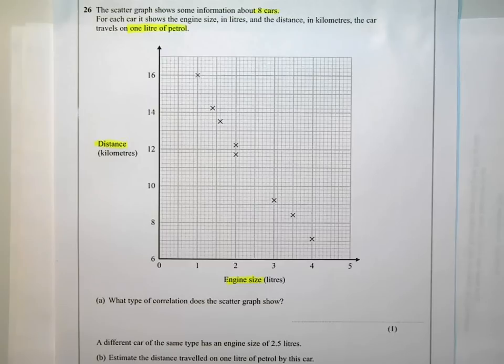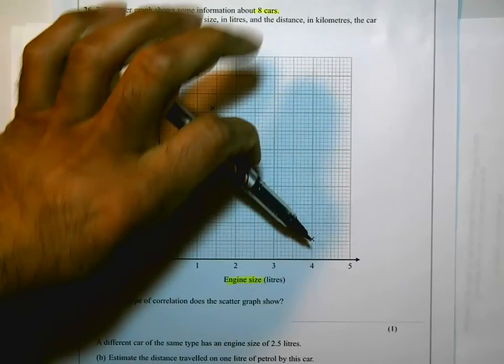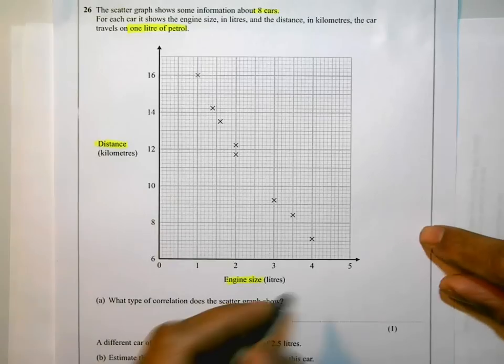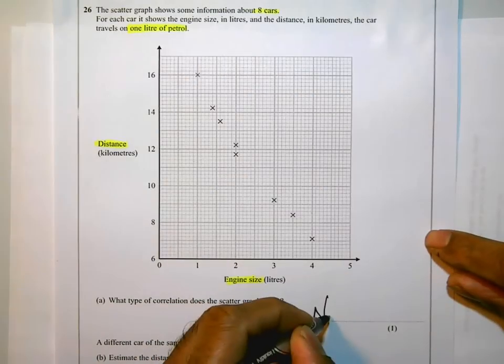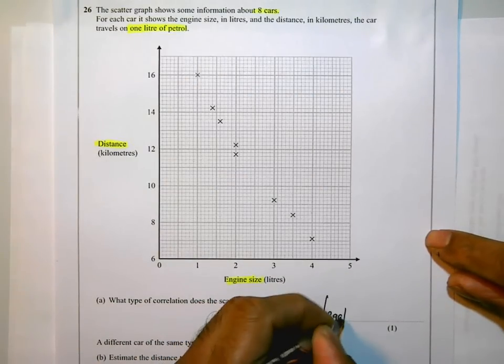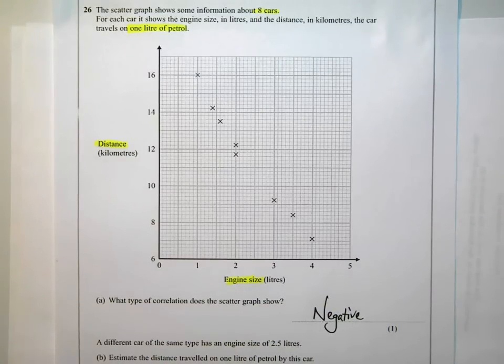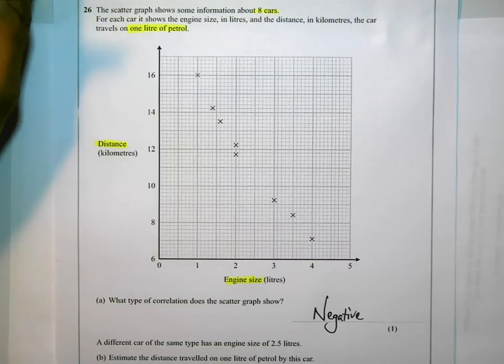What type of correlation does the scatter graph show you? Looking at the scatter graph, it's going down like that. If they're going downwards, that's a negative correlation. So you could just put the word negative. So I'll just put negative, and that's one pretty straightforward and easy mark. Let's look at part B.